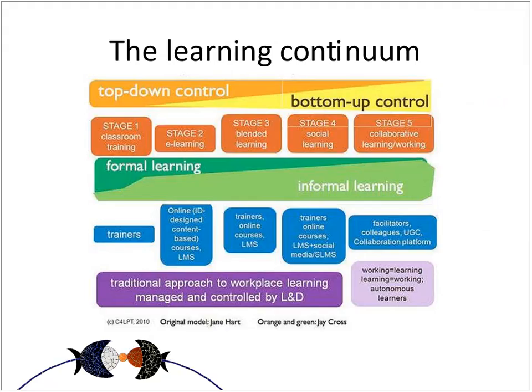And here is Jane Hart's model, which was added on by Jay Cross, like a learning continuum. It goes from the top down, the control part, the formal learning part, to the bottom up part, the informal learning part. Here they added a couple of stages, and I'm not quite sure whether they are stages or just specific types, but it's not about bad and good, or right and wrong, it's just something else. Classroom training is something else than e-learning or blended learning or social learning or more collaborative learning and working. Well, in fact, learning and working is the same.